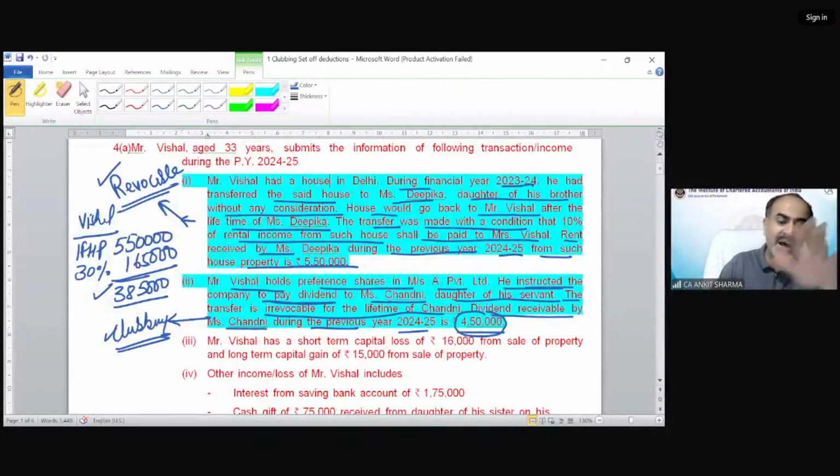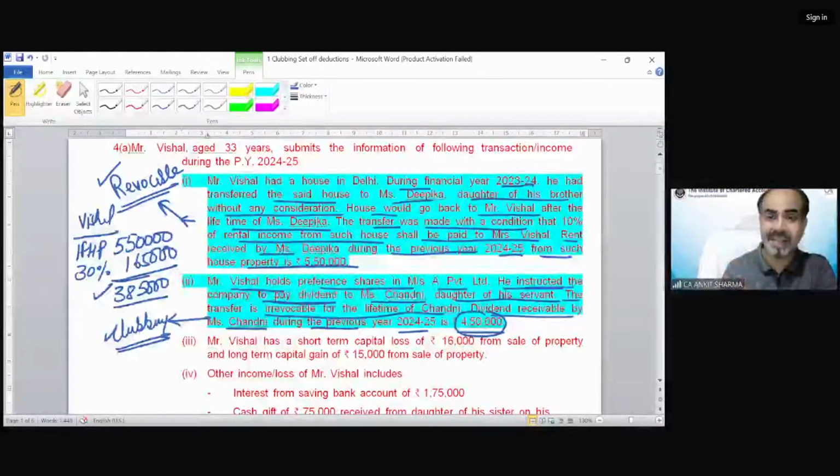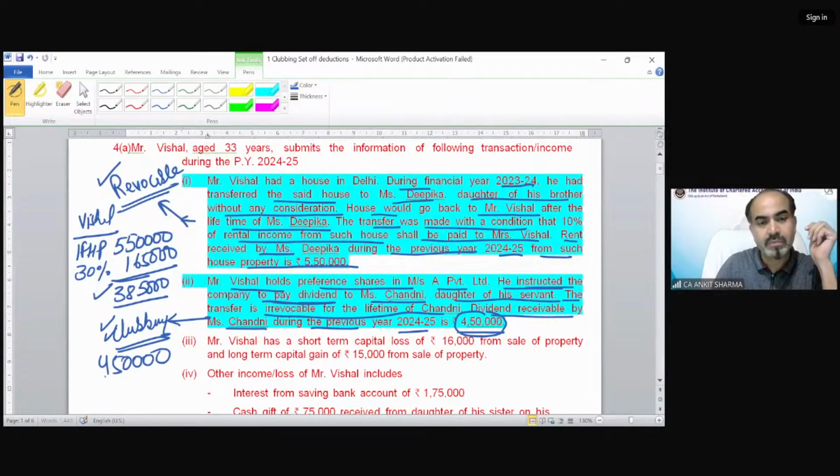If Mr. Vishal had transferred the share to Chandni as a gift, then there would not be clubbing in this case. But he just ordered the company to pay the dividend to Chandni, not the asset. The asset is still in the hands of Mr. Vishal. So if transfer of income is without transferring the asset, there would always be clubbing. That's why clubbing is applicable in this case also. So this income is going to be taxed in the hands of Mr. Vishal only, 4,50,000 rupees. I hope it's clear.